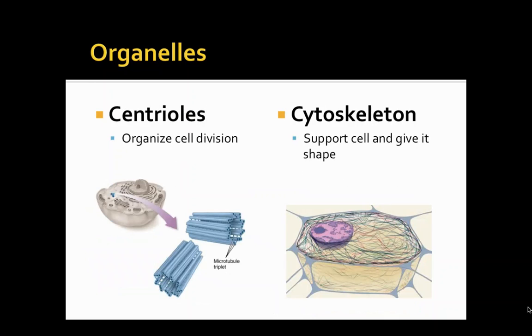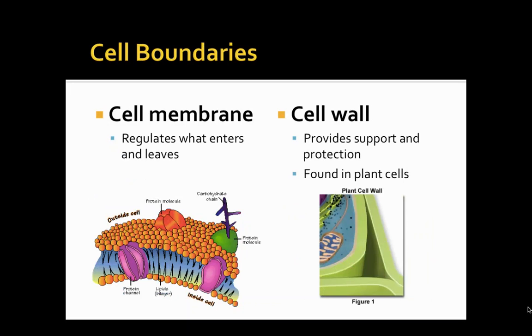Centrioles organize cell division, as we will see when we talk about mitosis. And the cytoskeleton gives support and shape to the cell, kind of like our skeleton gives us support and shape. And finally, cell boundaries. All cells have cell membranes. It regulates what goes in and what comes out. If it doesn't have a membrane, it's not a cell.